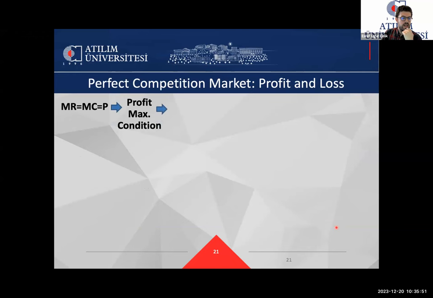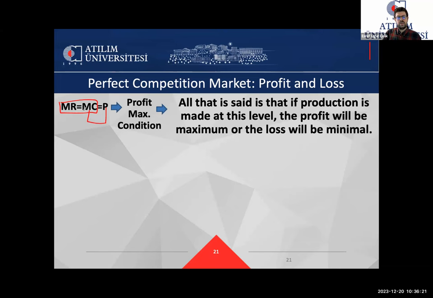I said for the whole market, that condition is true. Marginal revenue equal to marginal cost gives the profit maximizing condition. But just for perfect competition, marginal cost equal to price is also true, because in perfect competition, price equals marginal revenue. So at that condition, profit will be maximum or the loss will be minimum.